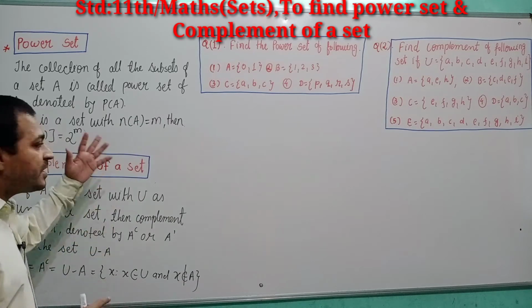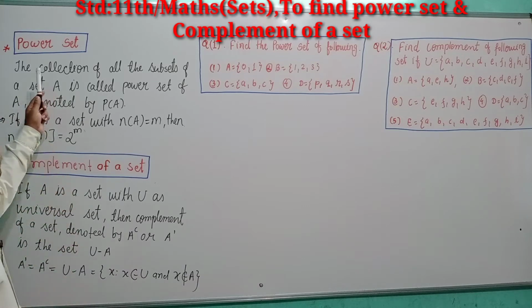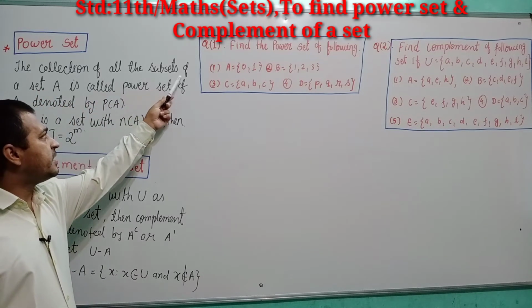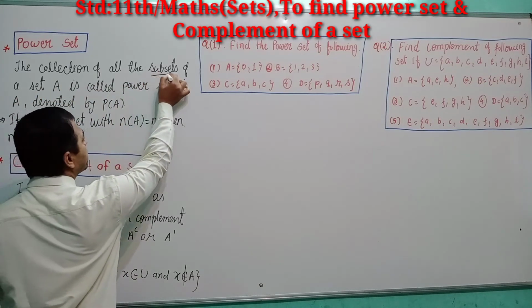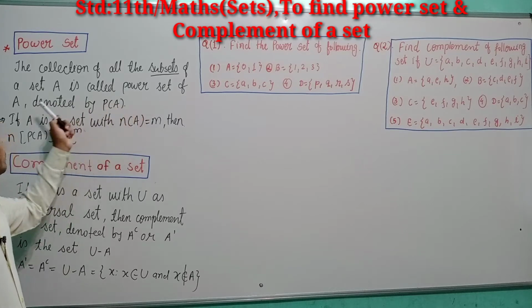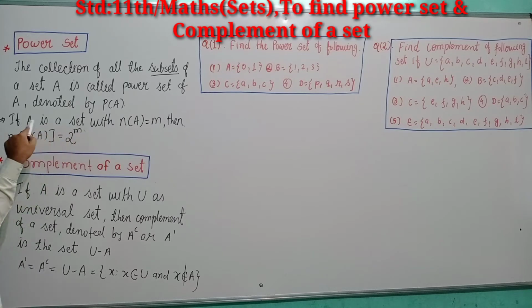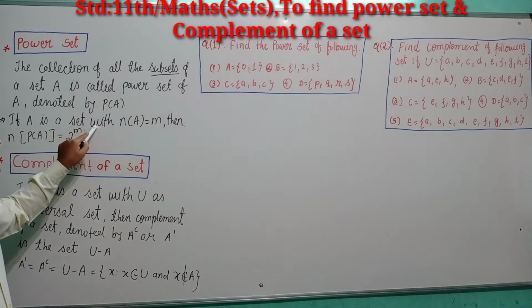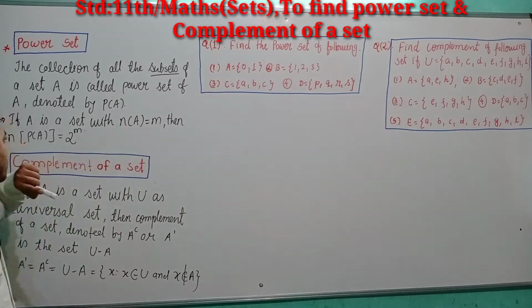Okay students, moving toward the power set. So what is the definition of power set? The power set means the collection of all the subsets. The important point is what? Subsets of a set A is called the power set of a set A. It is denoted by P(A), right? If A is a set with order m, having m elements, then the order of the power set is equal to 2 to the power m.